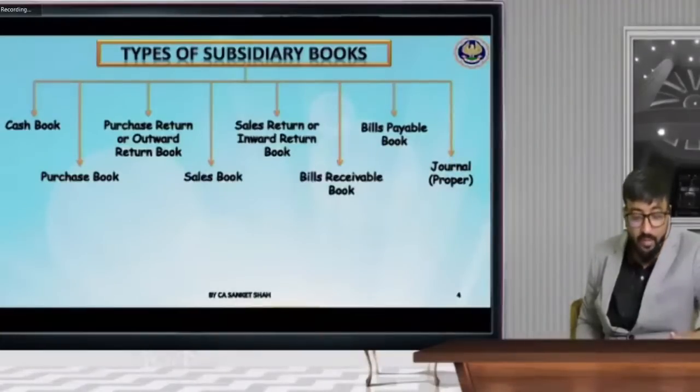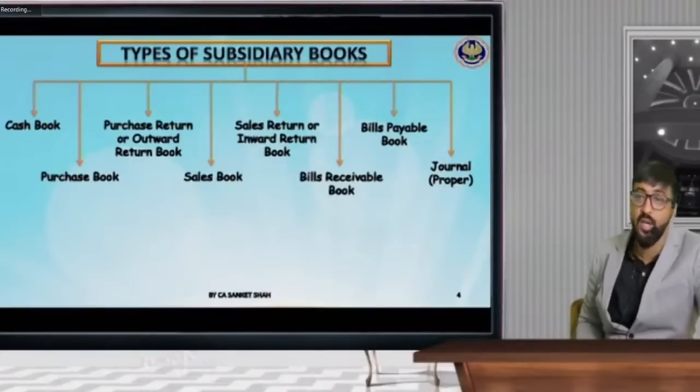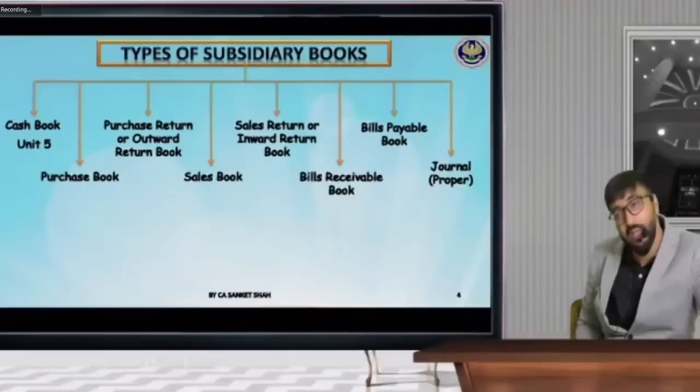So how many? 8 categories, 8 books. 1, 2, 3, 4, 5, 6, 7, 8. Journal proper means residual book. Cash book, beta, we have a separate chapter in the next session.